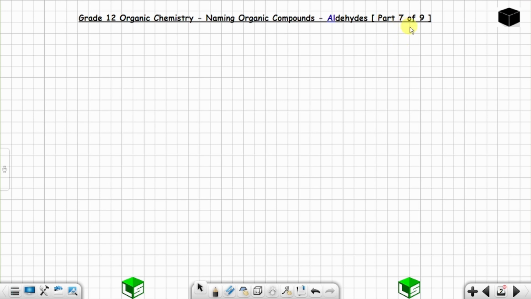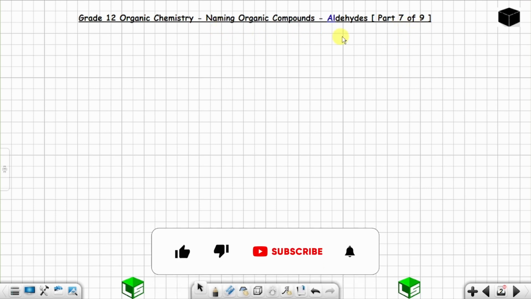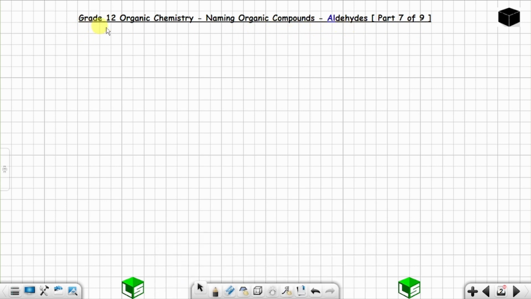Part 7 of 9, we are going to name aldehyde. We're still on grade 12 organic chemistry. The functional group for aldehyde is a formyl group. This is the formyl group.